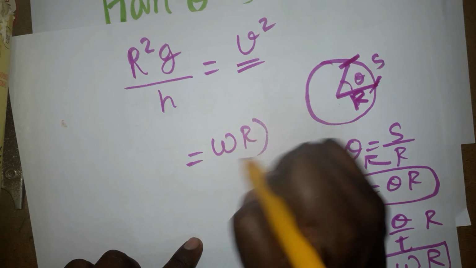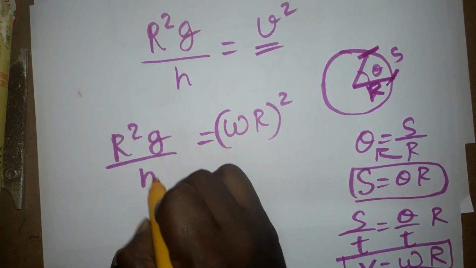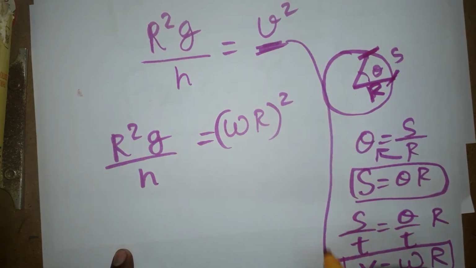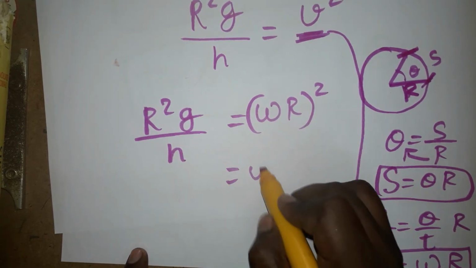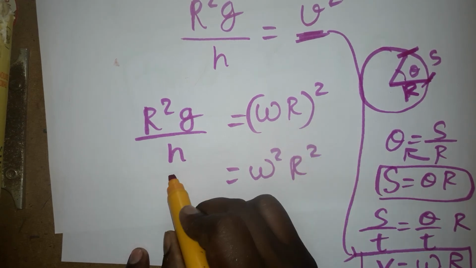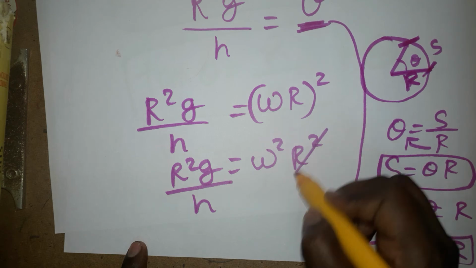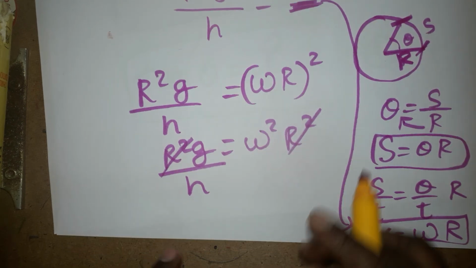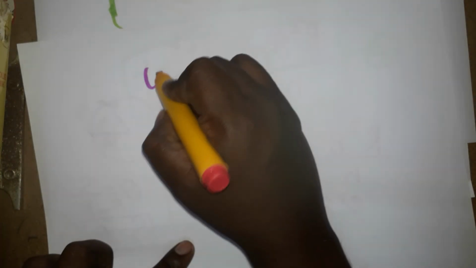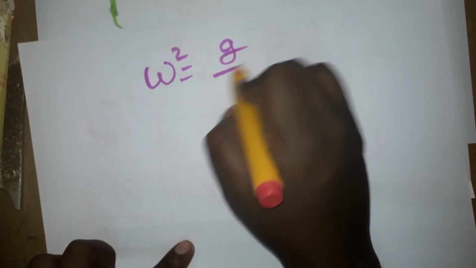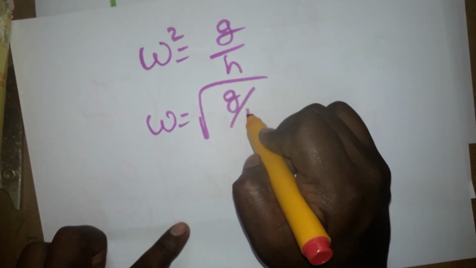Omega times R, whole square, is equal to R square G divided by H. So I got the value of V, I just substituted here, that's it. So omega square R square is equal to R square G divided by H. So R square gets cancelled. So we get omega square is equal to G divided by H. Omega is equal to root of G divided by H.